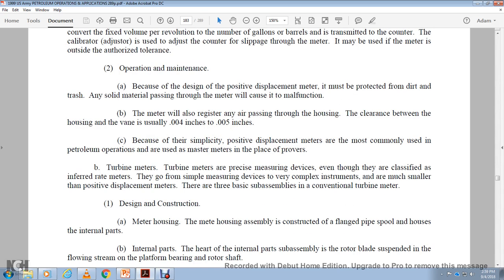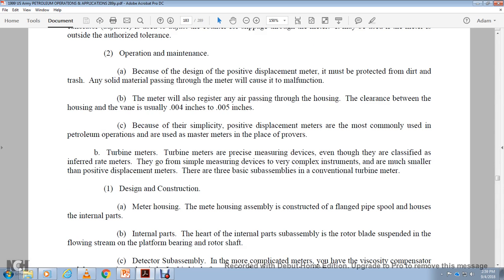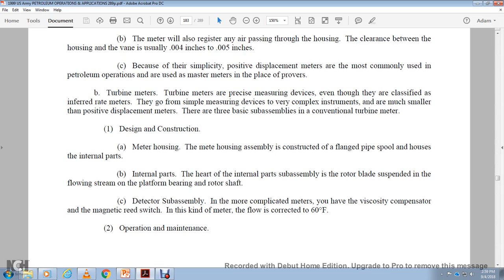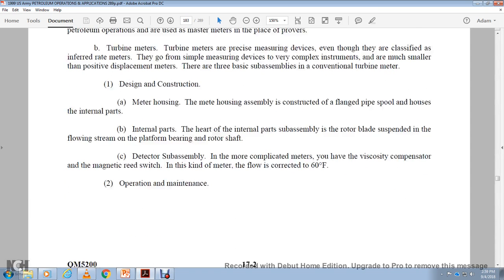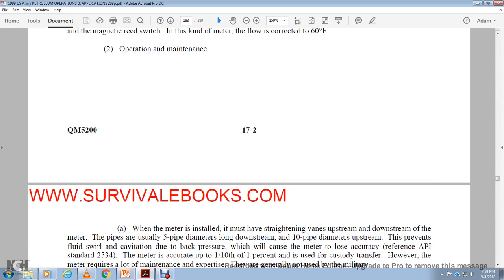The meter housing assembly is constructed with the flanged pipe spool housing. The internal part is the heart of the meter, the internal subassembly, with the rotor blades suspended in the flowing stream, supported by bearings on the rotor shaft. The detector subassembly is more complicated; some meters have a viscosity compensator and a magnetic reed switch, with the meter flow corrected to 50 degrees Fahrenheit.